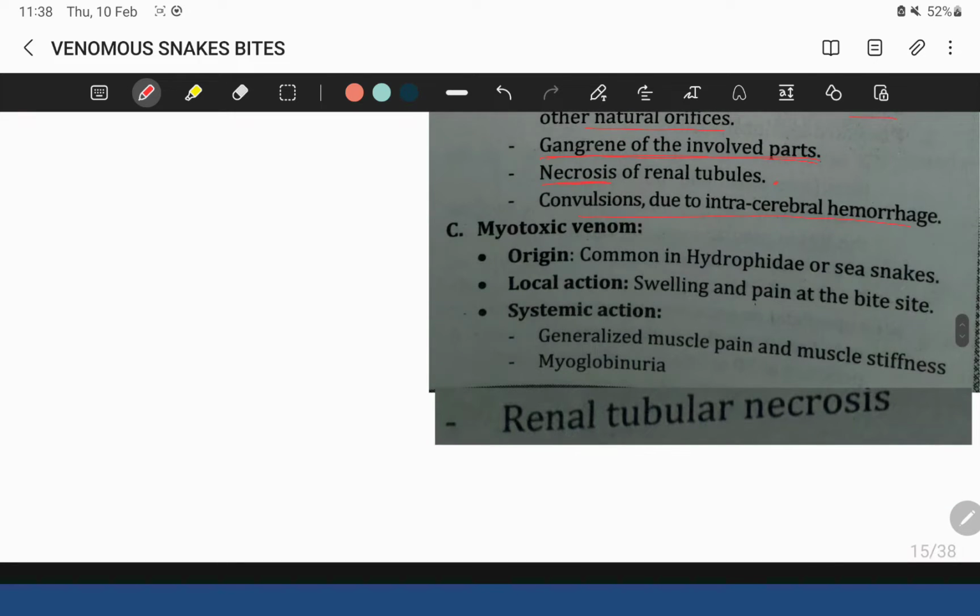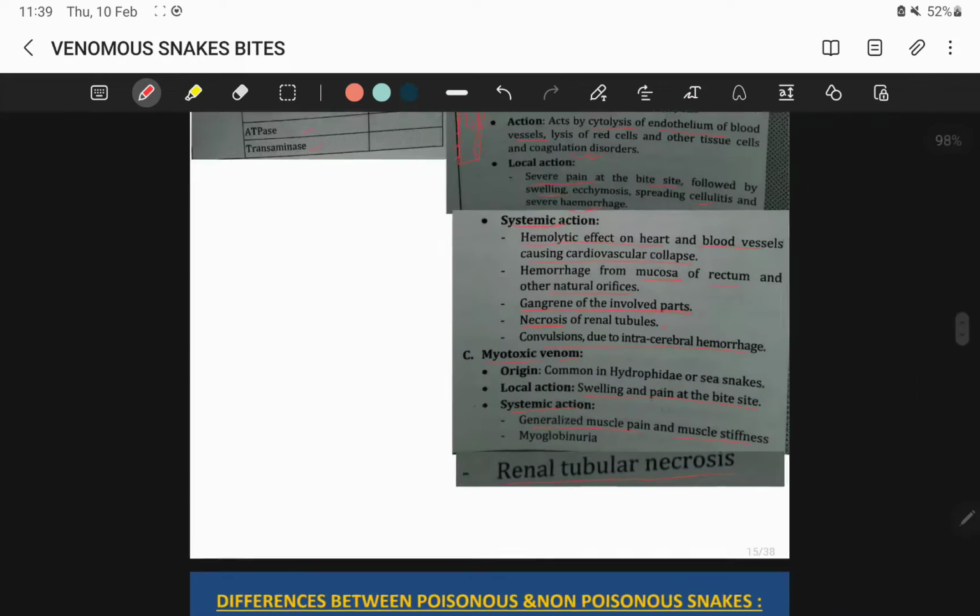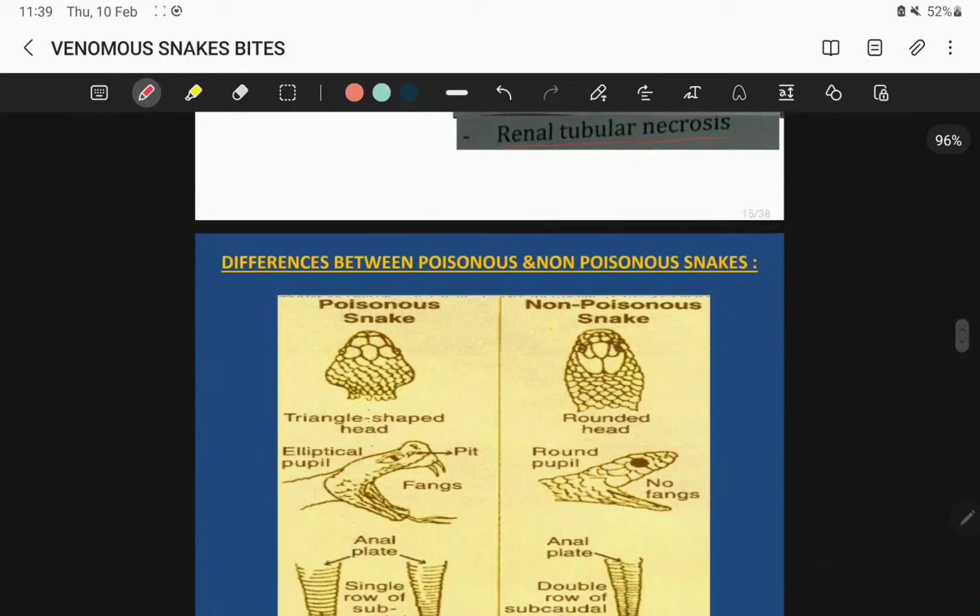Now let's move on to myotoxic venom. Myotoxic venom is common in Hydrophiinae, or sea snakes. Local action causes swelling and pain at the bite site. Systemic action is generalized muscle pain, muscle stiffness, and myoglobinuria. Myoglobin breaks down in large amounts and appears in the urine, so myoglobinuria. And then RTN, that is renal tubular necrosis, also occurs with myotoxic venom.